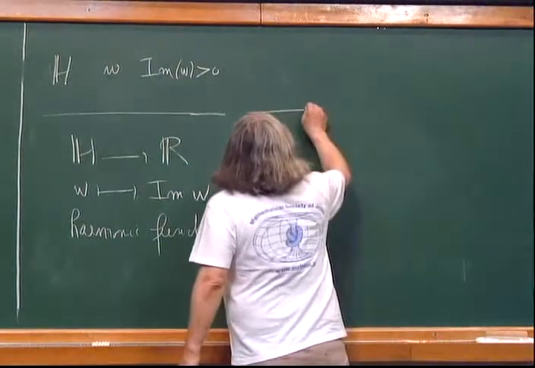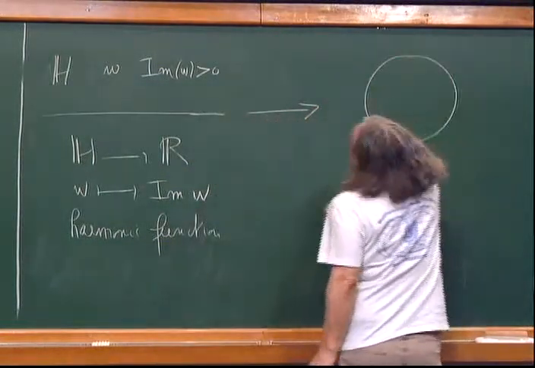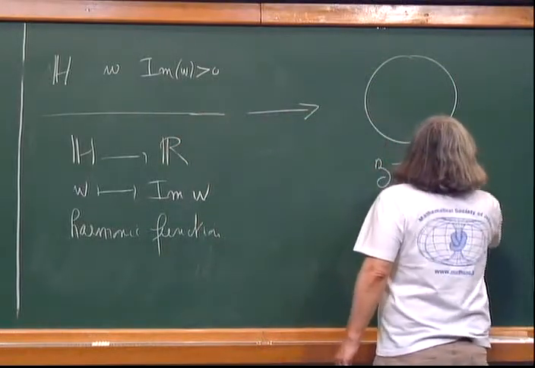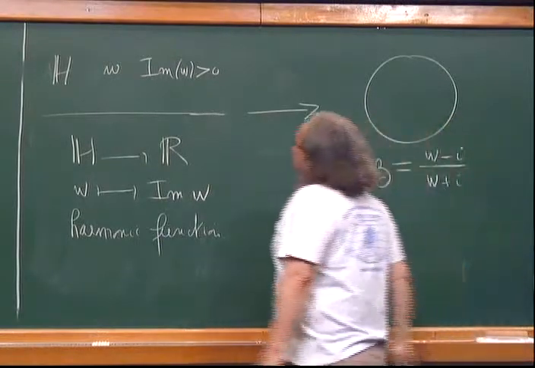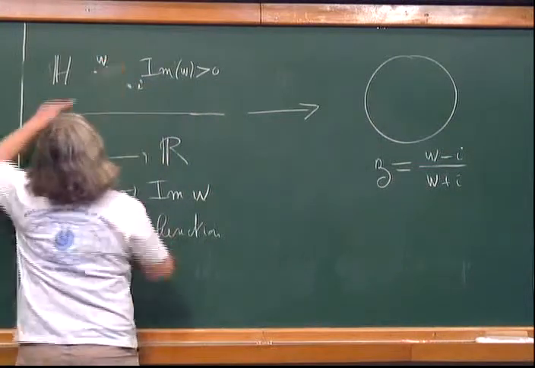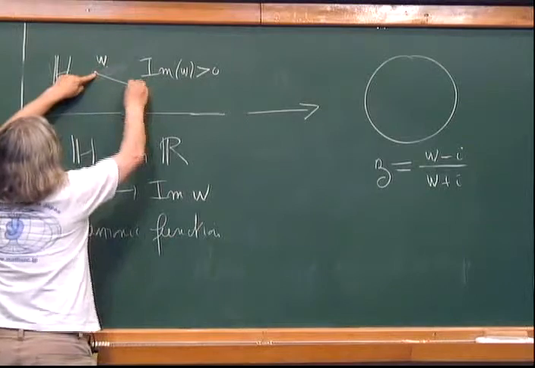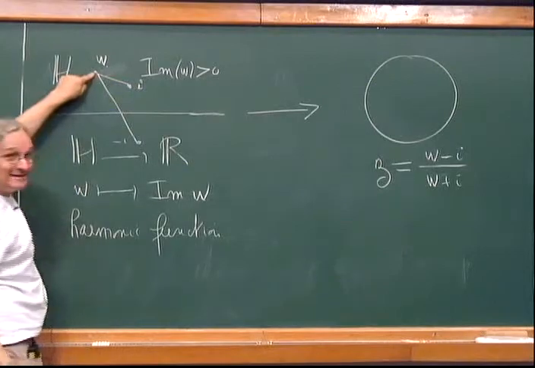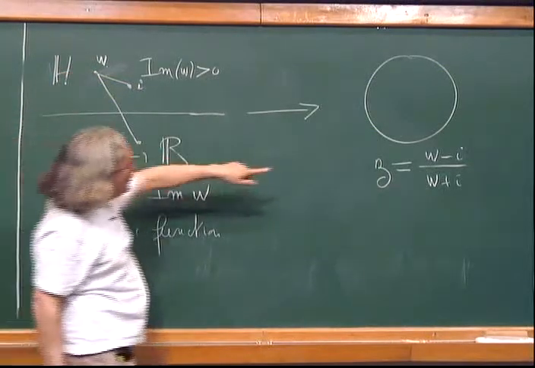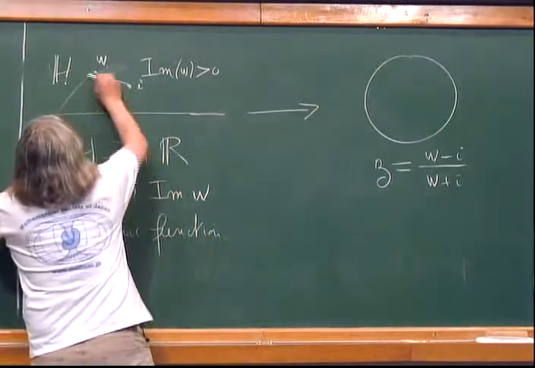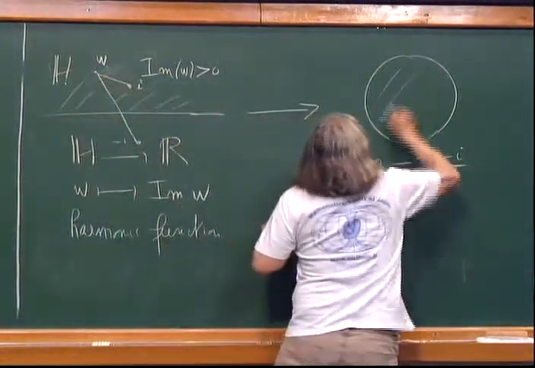If you want to transport that to the disk, you have to map W to Z, Z being (W minus I) over (W plus I). You see, if you take a point here, I, any point W in the upper half space is closer to I than to minus I. So W minus I has a modulus less than W plus I, which means that Z is indeed in the unit disk. And this is the famous transformation, transforming the upper half space to the disk.